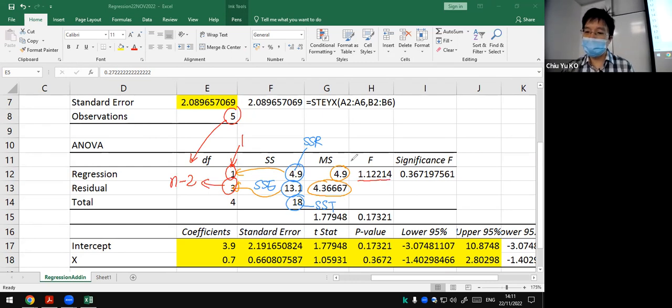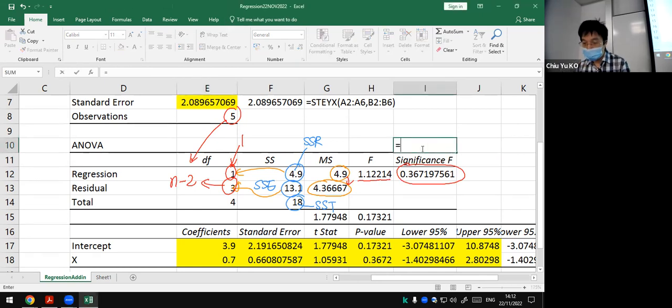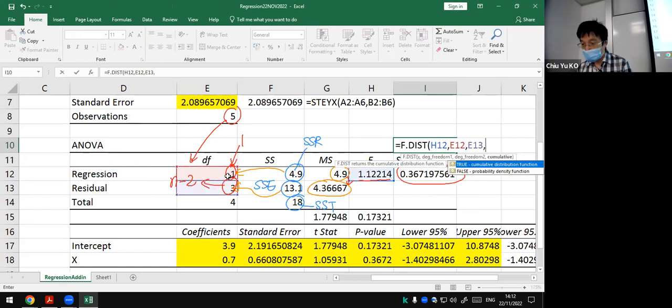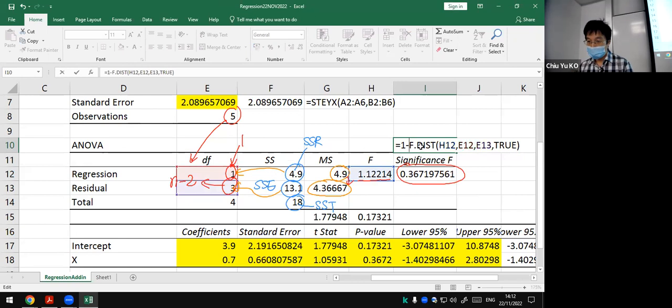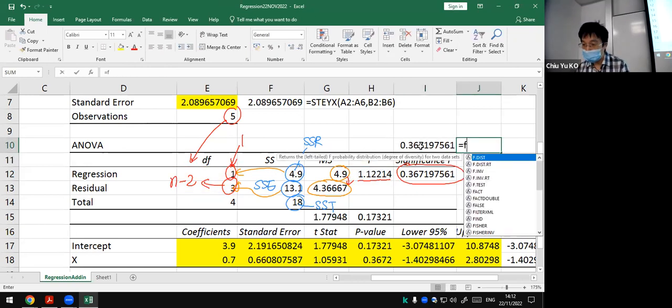And the F is this over this. It's 1.112. And you can do the p-value, the same as we do in ANOVA. In case you don't, we will just F this, and you put this value in. This is the degree of freedom 1, and this is 3. Do note that this is the value of the left-hand side, so you do 1 subtract. So that's how you get this.